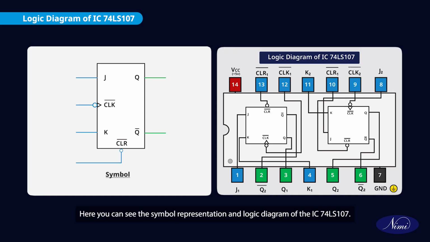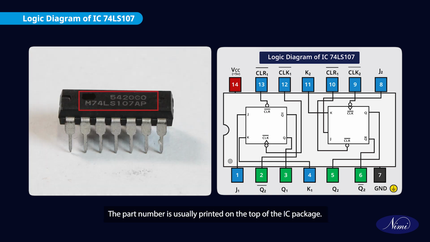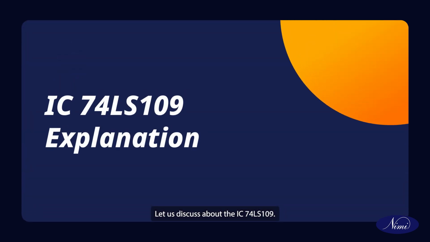Here you can see the simple representation and logic diagram of IC74LS107. The part number is usually printed on the top of the IC package. It may be a combination of letters and numbers, and it often includes a series name. Let us discuss the IC74LS109.